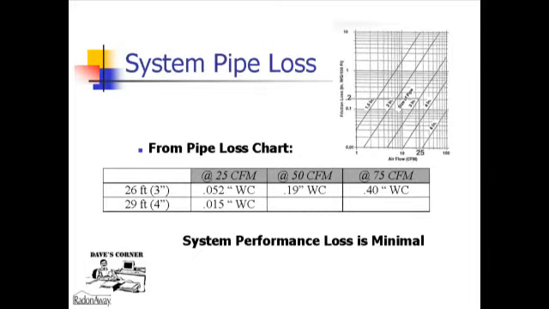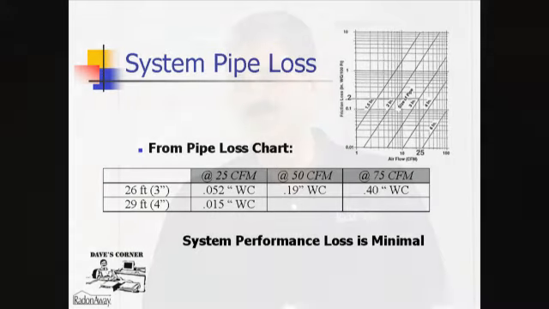Again, using the same 25 cubic feet per minute, follow along the x-axis till you reach 25 cubic feet per minute. Follow that up to the diagonal line for 4-inch pipe. And then trace that over to the y-axis. And there we find that at 25 cubic feet per minute, 4-inch pipe has a total pressure loss of 0.015 inches of water column. We fill in for the remaining values.